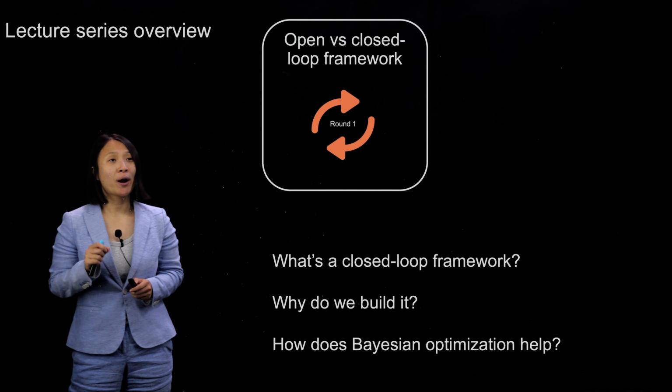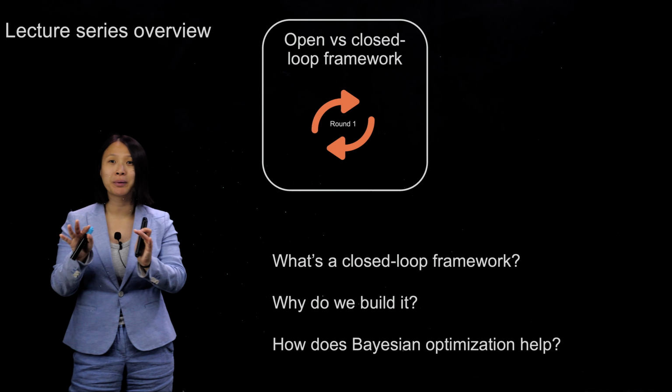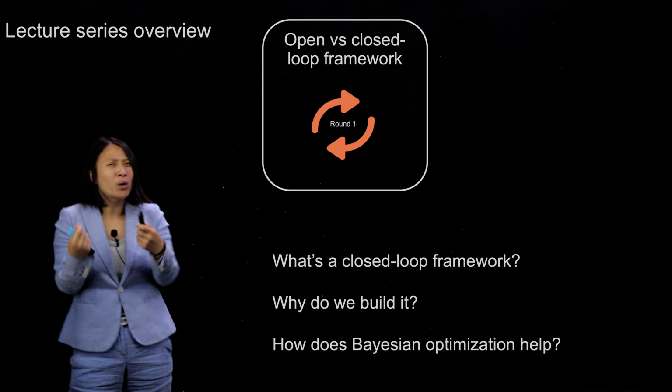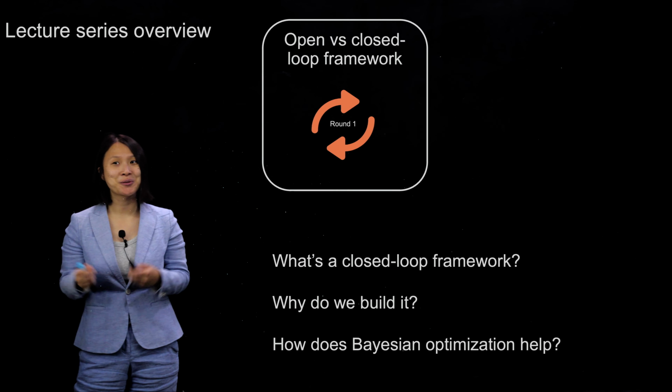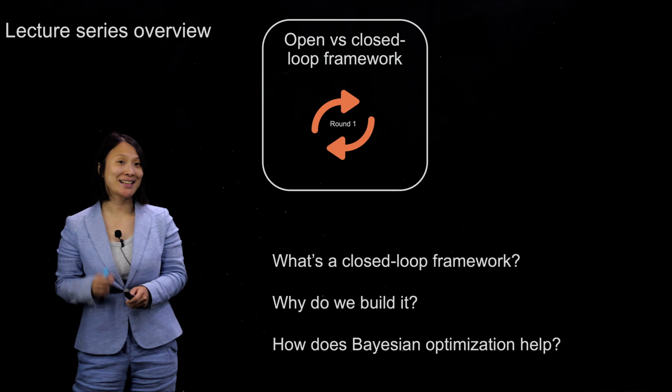So for today, we're going to focus on open versus closed-loop frameworks. We're going to discuss what a closed-loop framework is, why we want to build one, and also how Bayesian optimization helps us here?